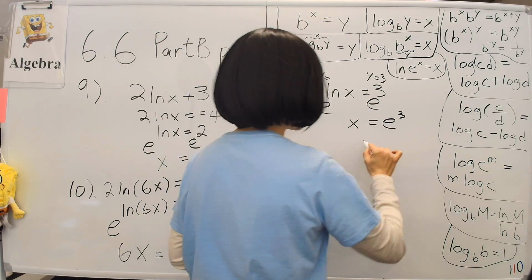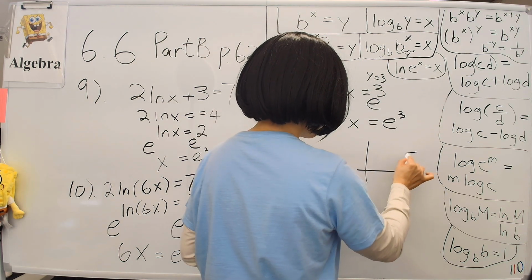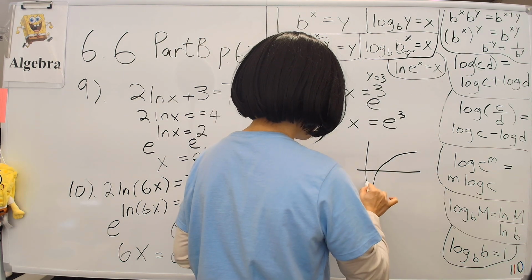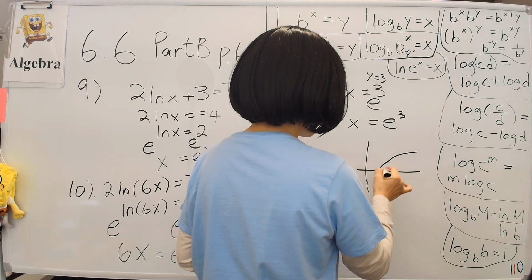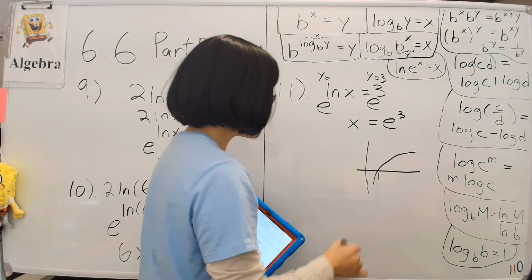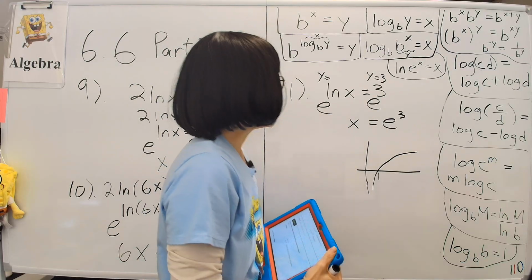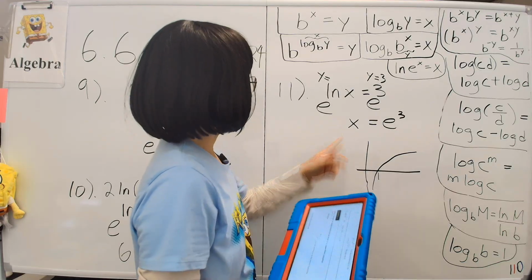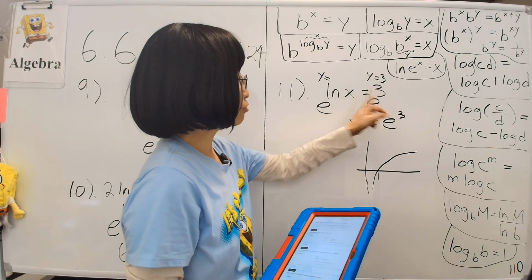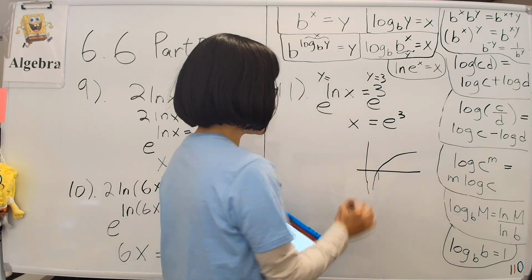The natural log graph goes something like this. It dives down, and this is the asymptote. Take a deep dive. And then this is 1, because natural log of 1 is always 0, because anything to the power 0 is equal to 1. So it crosses 1 at 0.